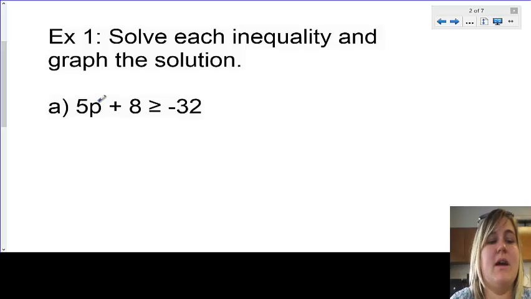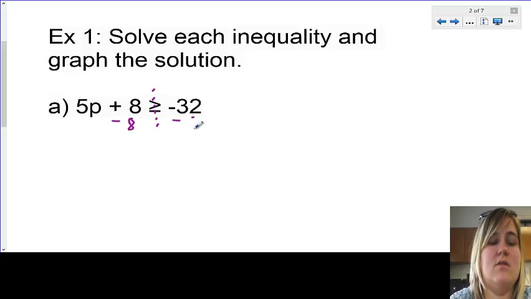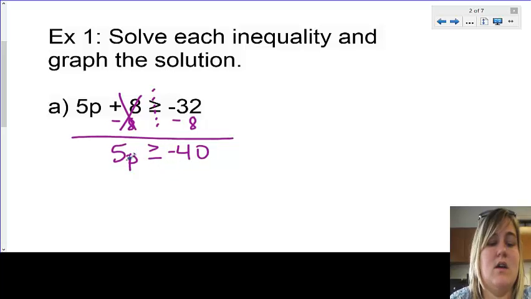So I'm trying to get p by itself, so I need to move the thing farthest from it that's on the same side. So that's going to be my 8. I'm going to subtract 8 from both sides. I get 5p is greater than or equal to negative 40. To get p by itself, I divide by 5 on both sides. So I get that p must be greater than or equal to negative 8.